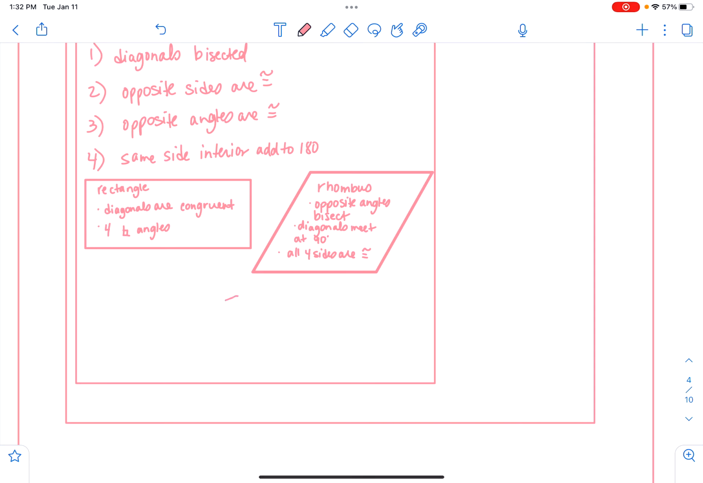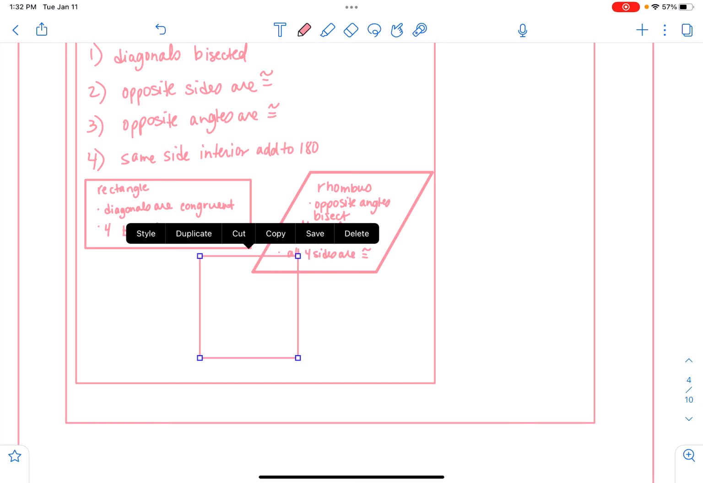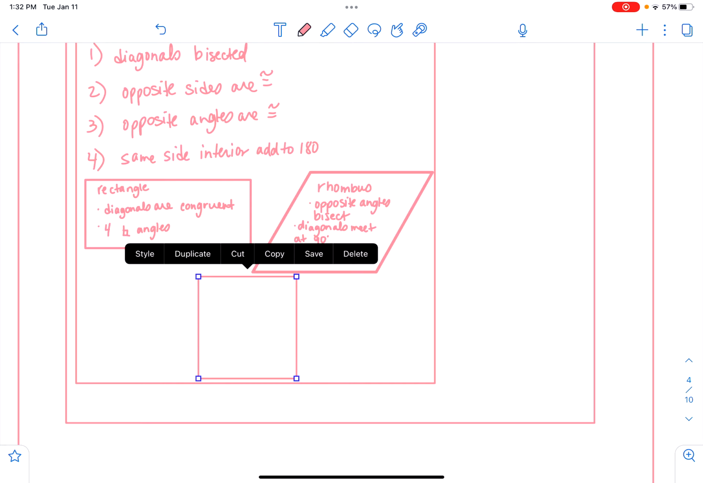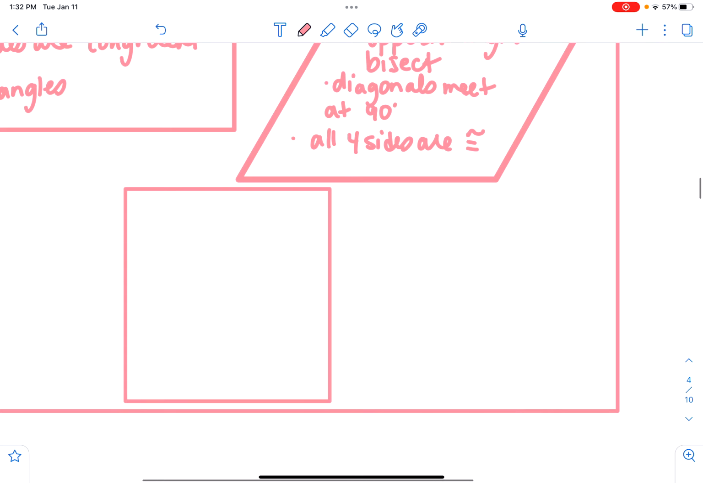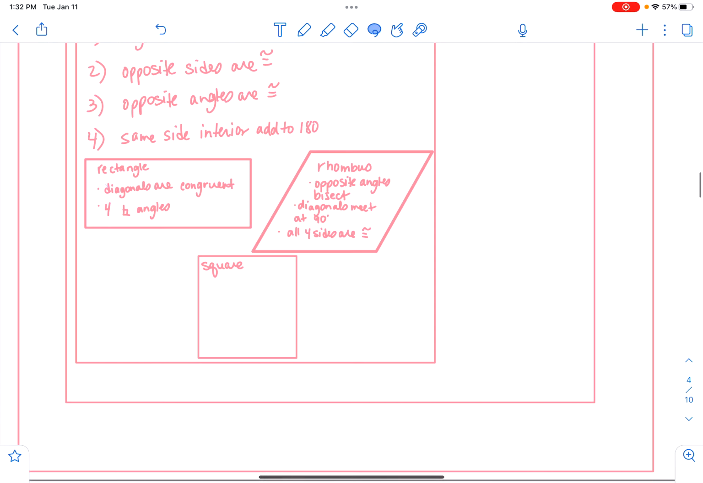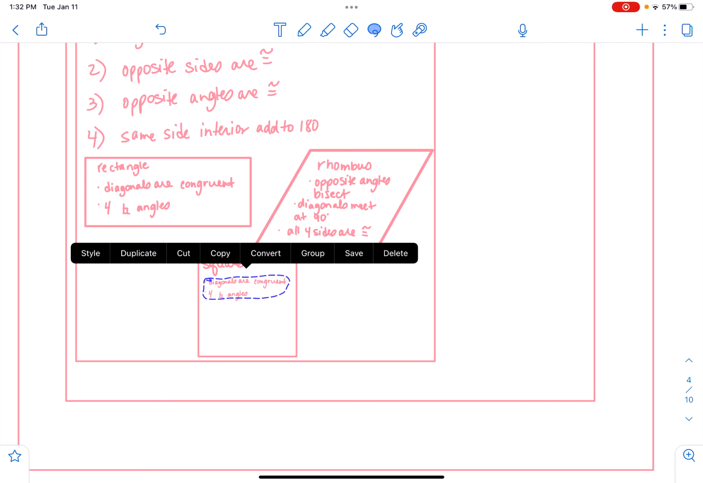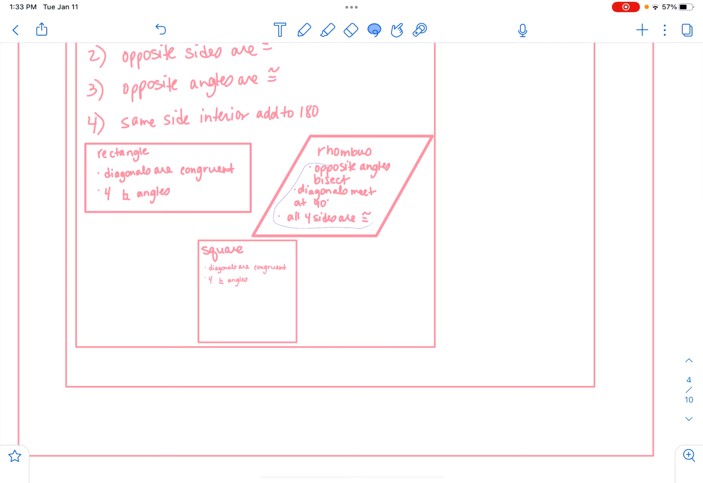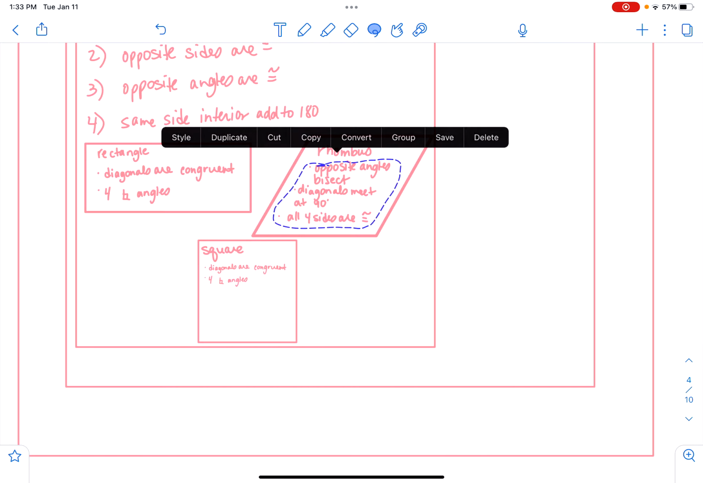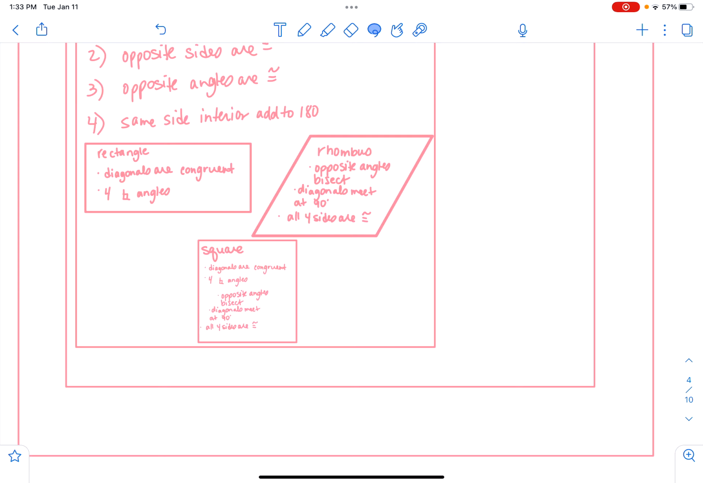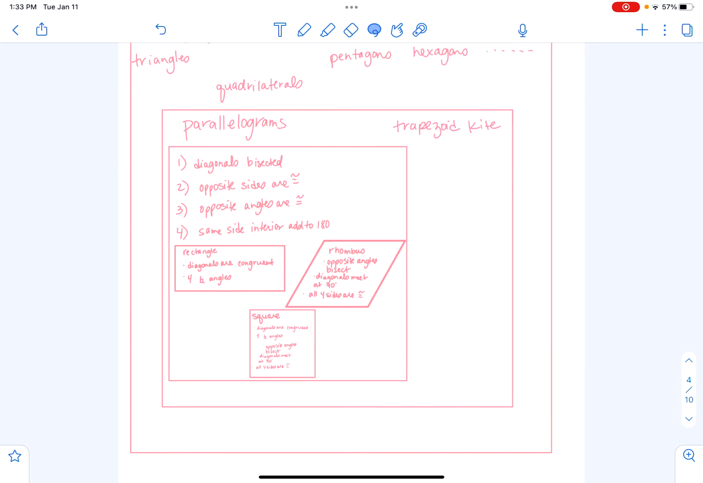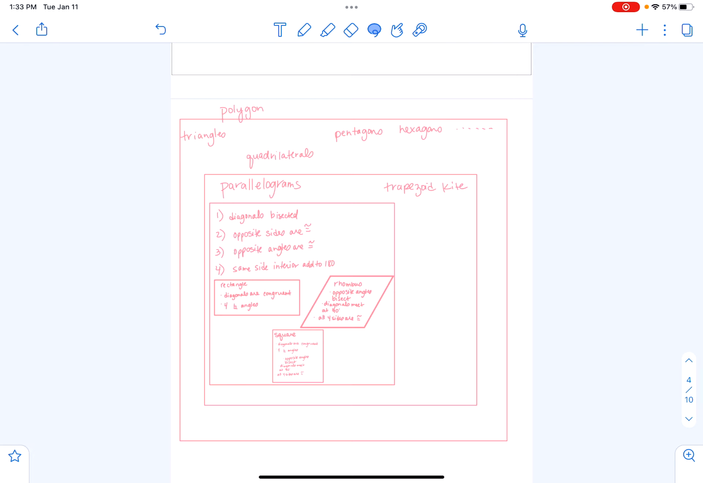And then for a square, that does not look like a square. There we go. It was all of the things about a rhombus and a rectangle. So square had all of these rules, and all of these rules. So a square is really just a rhombus rectangle. So this is really kind of what I wanted you to see.